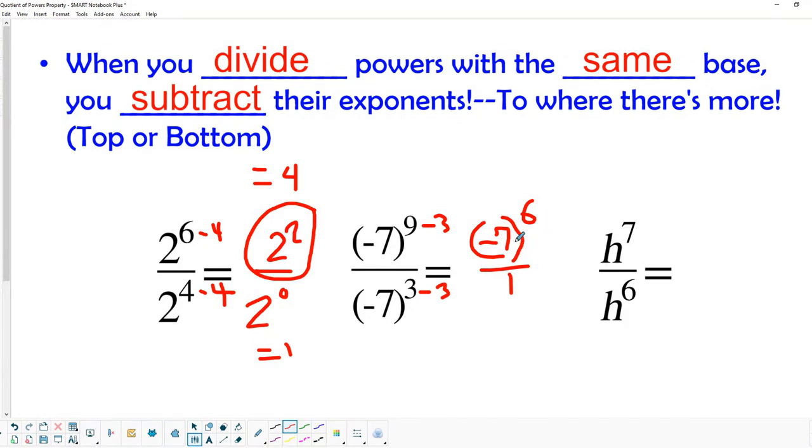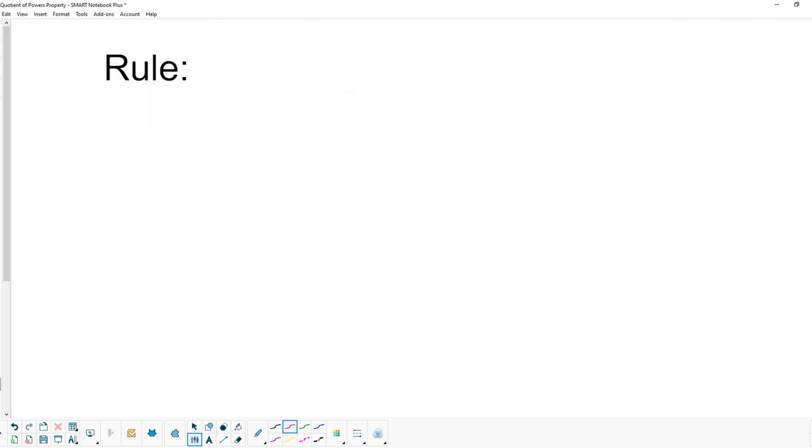And in that case, we would actually do negative 7 to the 6th power on our calculator and decide what it equals. So on this one, in fact, I'm going to write it a little differently. This is just going to be 7 minus 6, which equals h to the 1st power, because we subtracted the smaller exponent from the bottom and from the top, so that we would have one exponent left and it would be a positive one. Okay, let's keep it going.